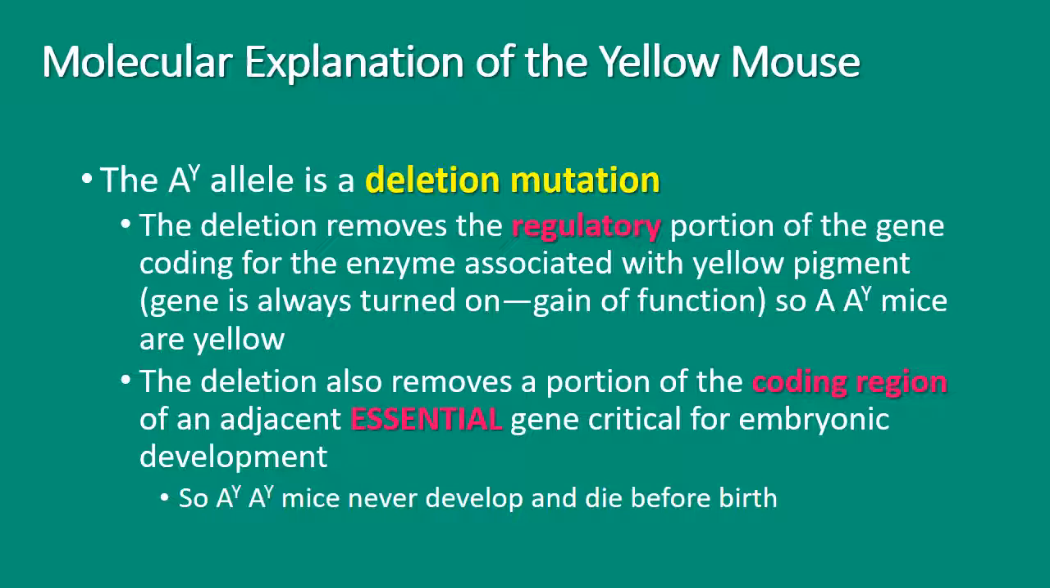and so these mice appear yellow. But the deletion includes this regulatory portion, but it also includes a big portion of the coding region of another gene that's close by. And that gene happens to be an essential gene, so that's why you never have mice with two alleles, because they die during development, and they die before birth.